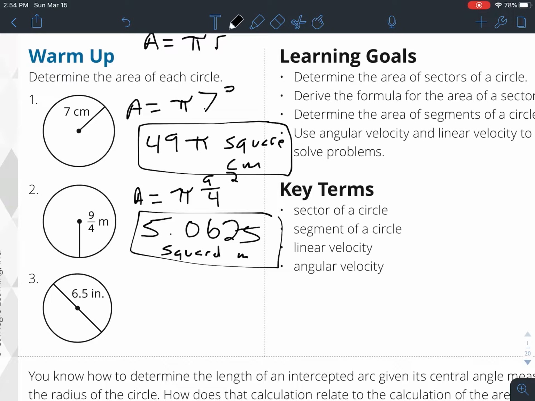Now the last one, we know it's got to be our radius. This here is showing us that it's a line all the way through, just like that. That means we are looking at the diameter right now. We need to know that diameter is 2 times the radius. So this means we have to find the half. Half of 6.5 would just end up being 3.25. So we just write this as A equals pi times 3.25 squared.